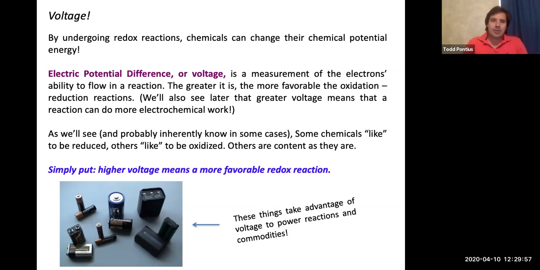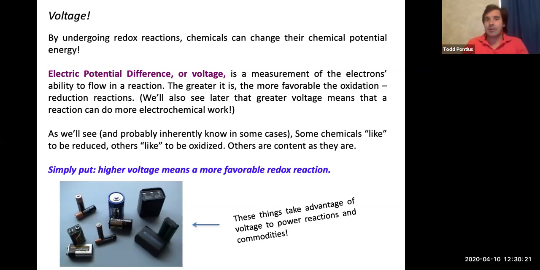So enter this idea of electric potential difference, voltage. It is the ability to do electrochemical work, to make electronic things happen. Okay? And what we're going to see today is that there's some chemicals that really like to be reduced. They really want to gain electrons. There's some, however, that really want to be oxidized. They want to get rid of their electrons.